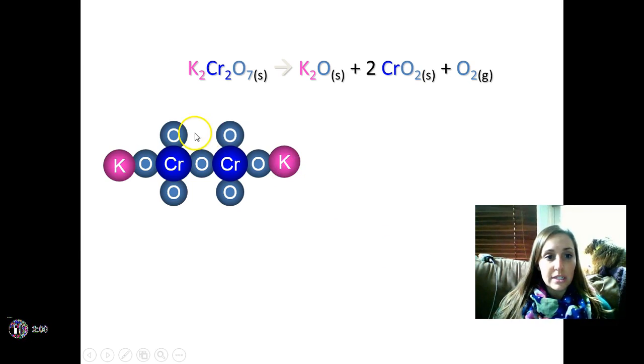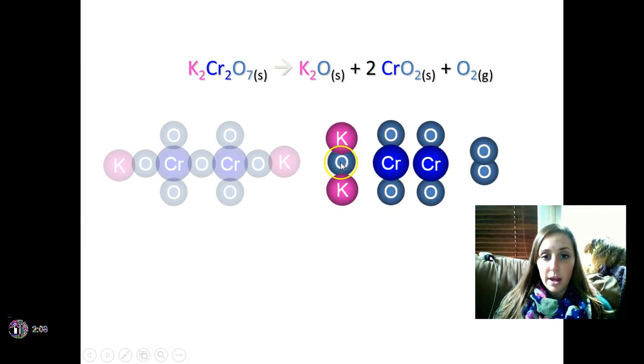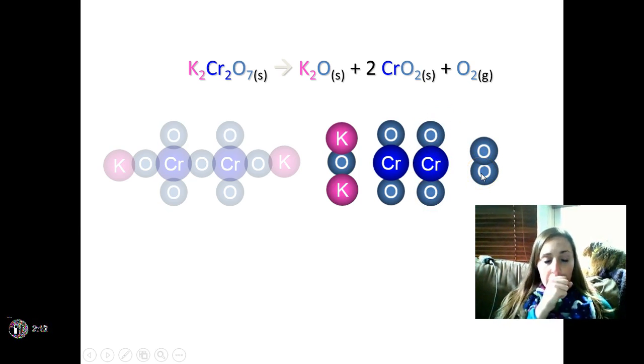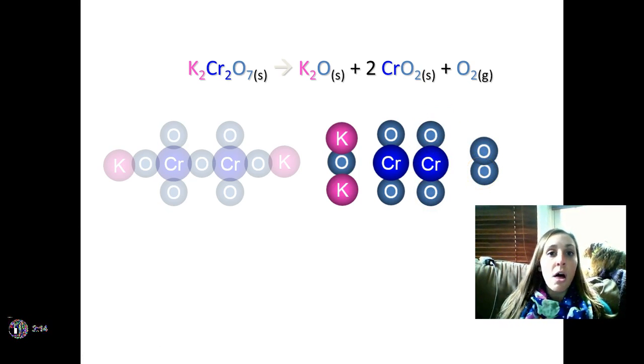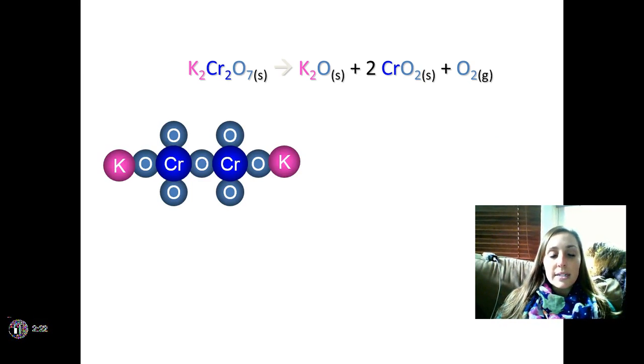So I didn't create or destroy any chromiums. How about oxygens? Oxygen had 1, 2, 3, 4, 5, 6, 7. It rearranges, and in the products, I find 1, 2, 3, 4, 5, 6, 7. So oxygen, all the oxygens reacted to go into the products. You don't have any extras. Everything's used perfectly. So what's the big deal?